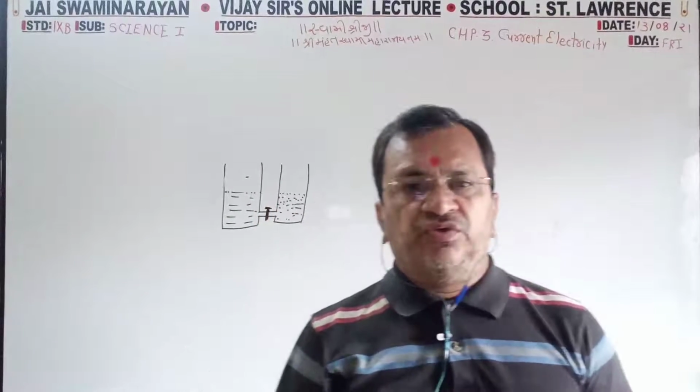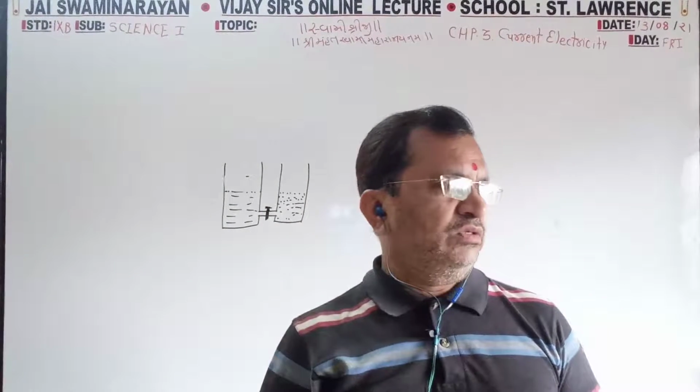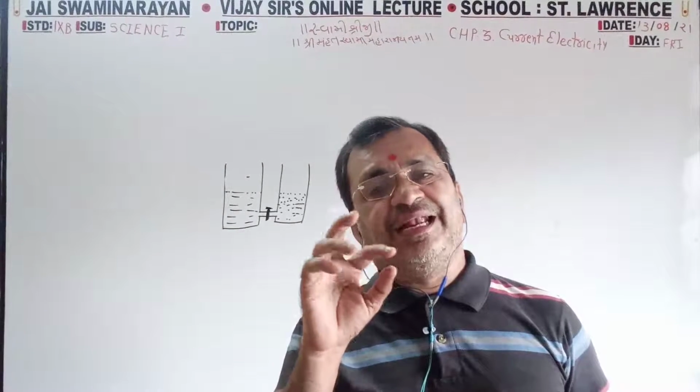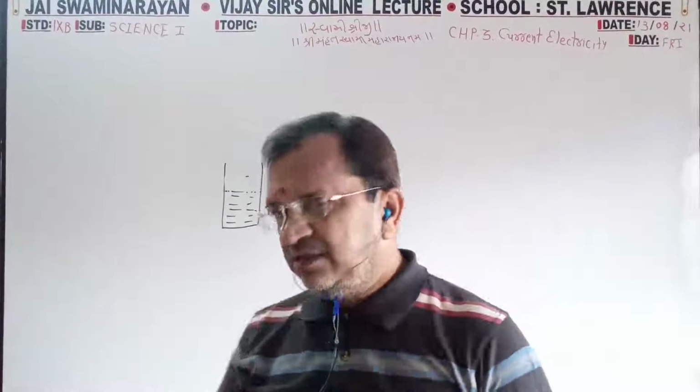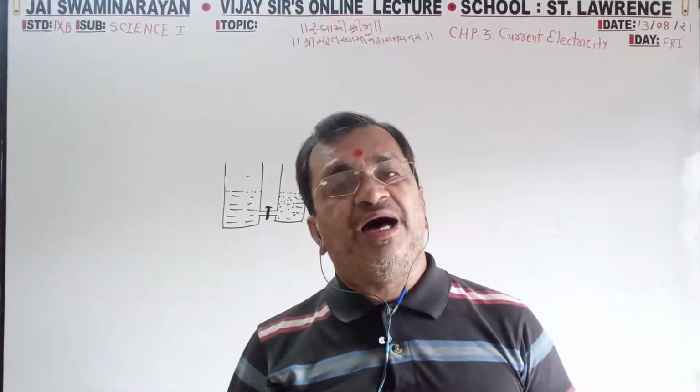So the first example of flow is water. For flow we need a level difference. Second point, third point, flow is always possible from higher level to lower level.